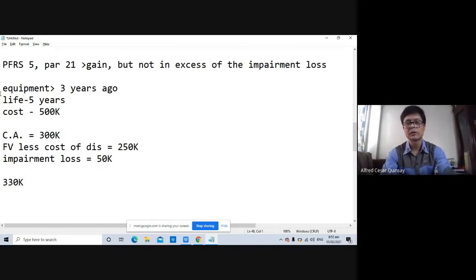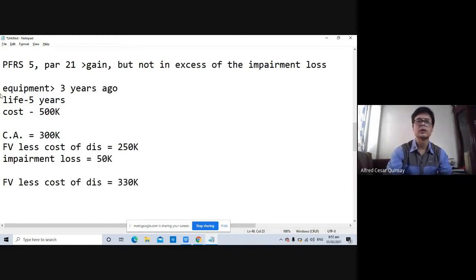Let's say after a year, the fair value less cost of disposal is 330. So how much should you consider? You are only up to 50,000. You only go up to here. Even if you say 80,000, the increase is only recognized to the extent of the impairment loss previously recognized, which is up to 50,000.